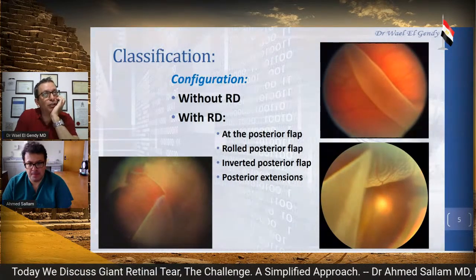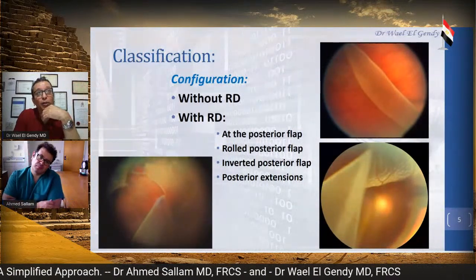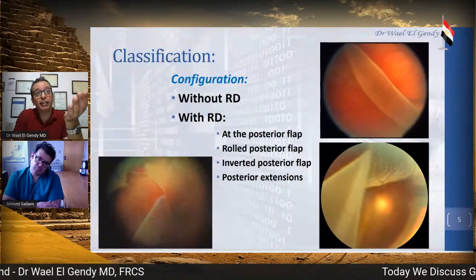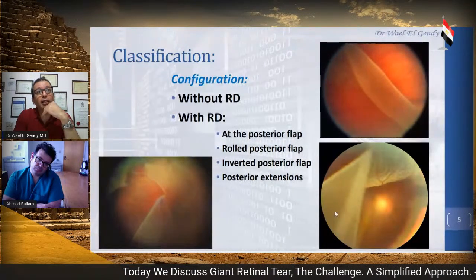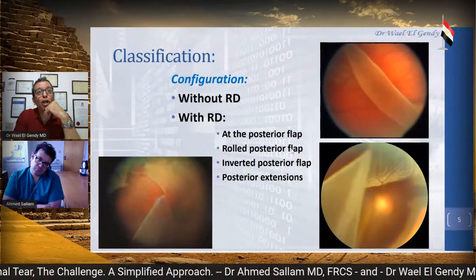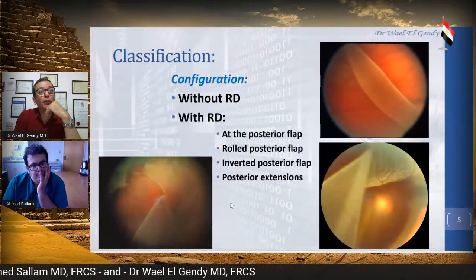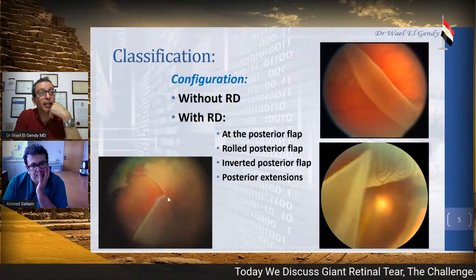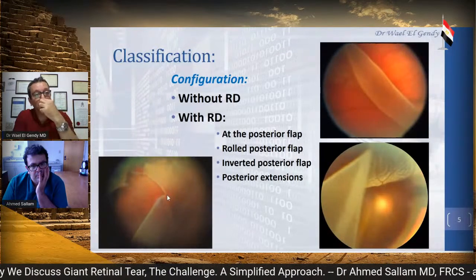We classify also according to the configuration. We have giant retinal tear without RD, and this is very uncommon. We have a giant retinal tear with RD at the posterior flap, or a rolled posterior flap, like here, or an inverted posterior flap, like here, or we have a posterior flap with posterior extension. We can see the posterior radial tear here, so the giant retinal tear is here, and then we have a radial tear that is extending posteriorly.